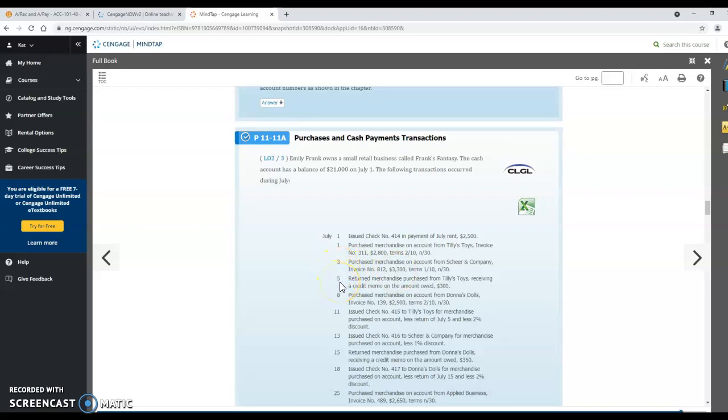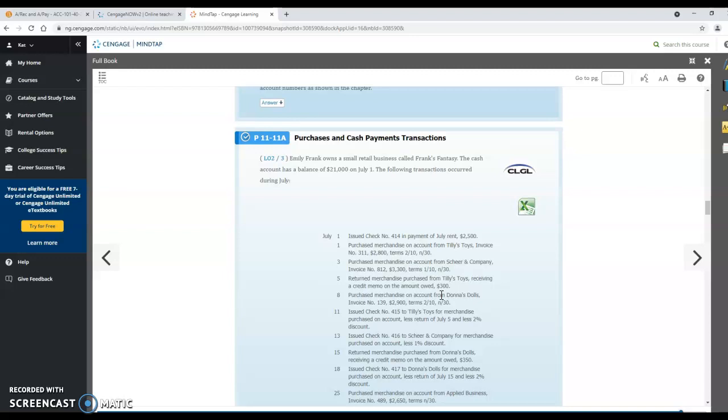We're going to go on down to July the 5th, which is return merchandise that we had previously purchased from Tilly's back up here. And we received a credit memo on the amount for $300. Now we returned inventory back to Tilly's Toys. They had sent it to us. Maybe it's the wrong color, it's the wrong size, whatever it is, something. And those $300 worth out of the $2,800 that we had bought, $300 worth of the stuff was not right.